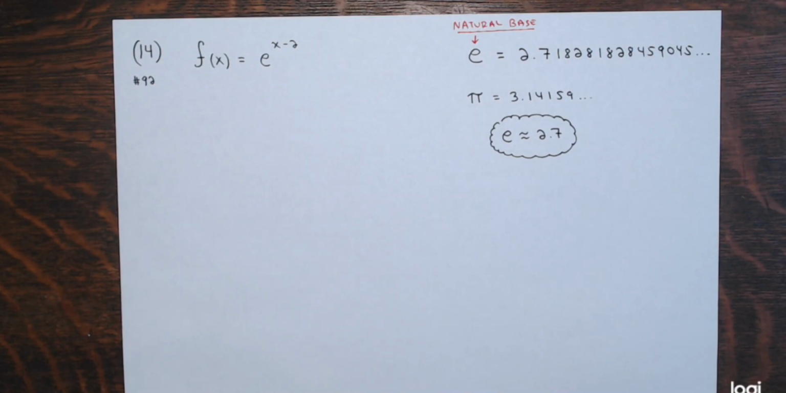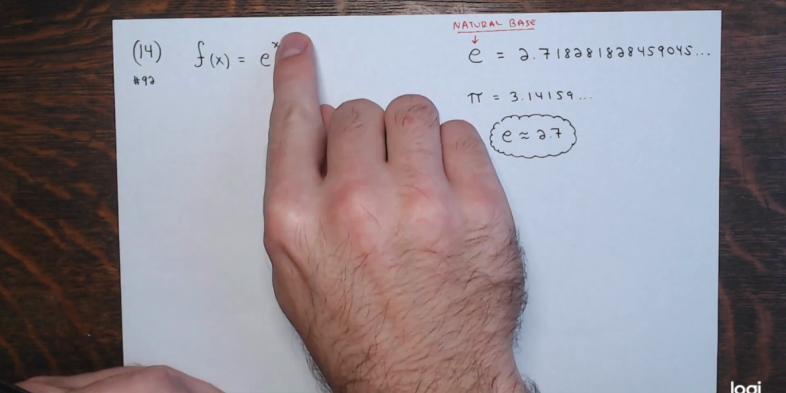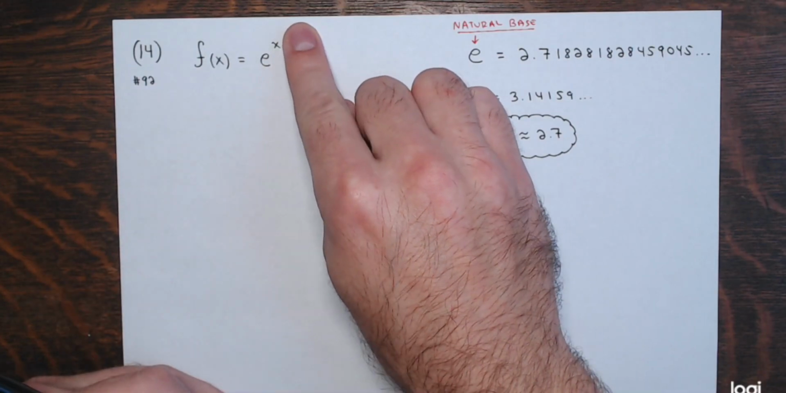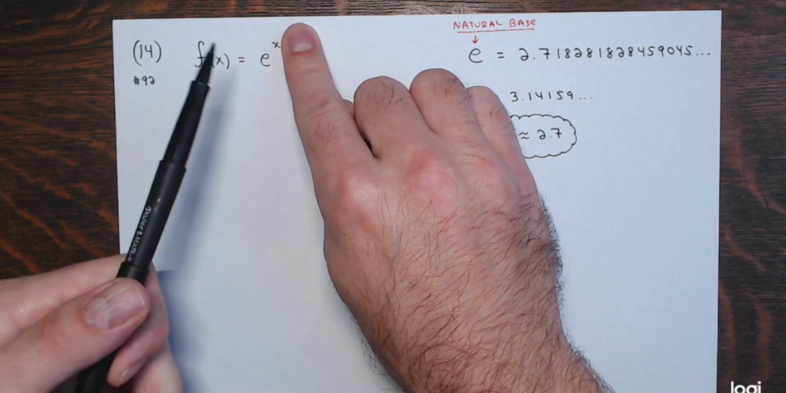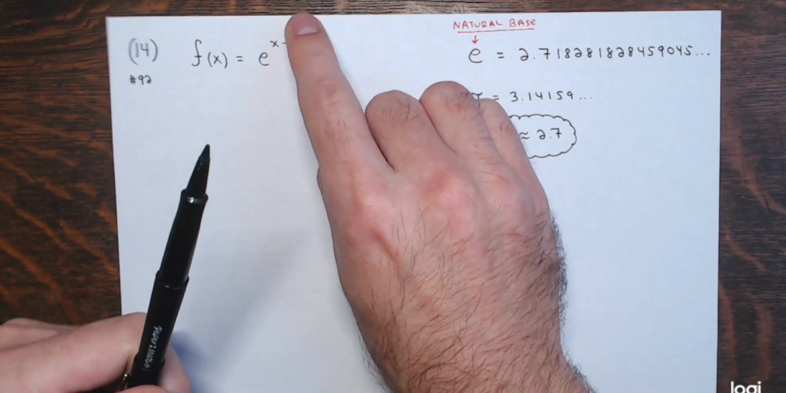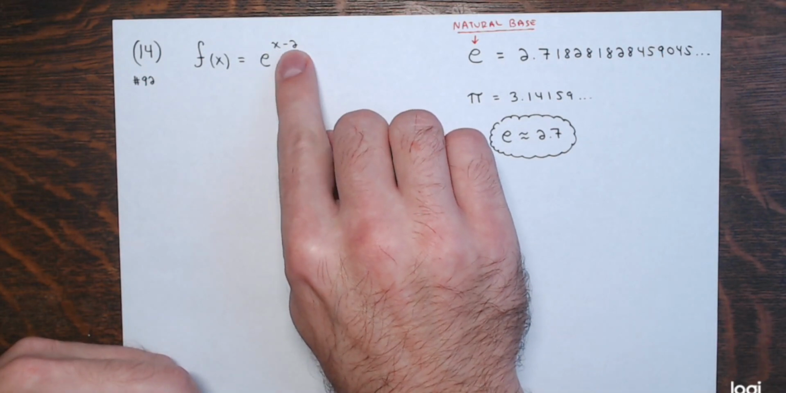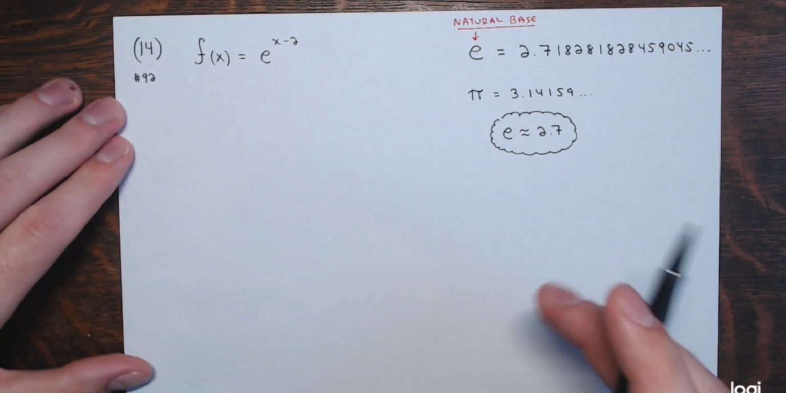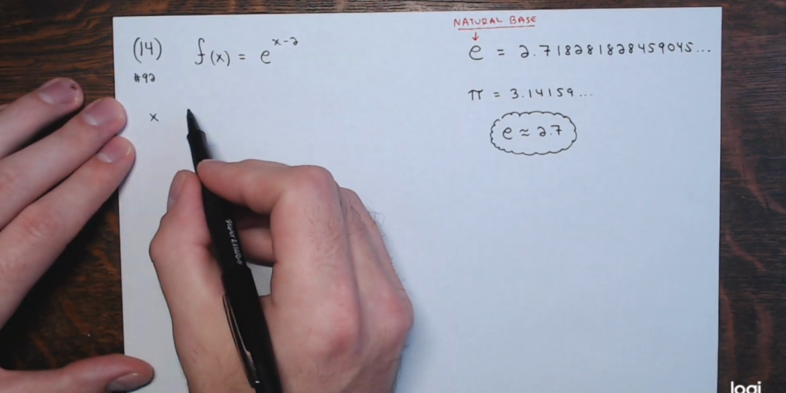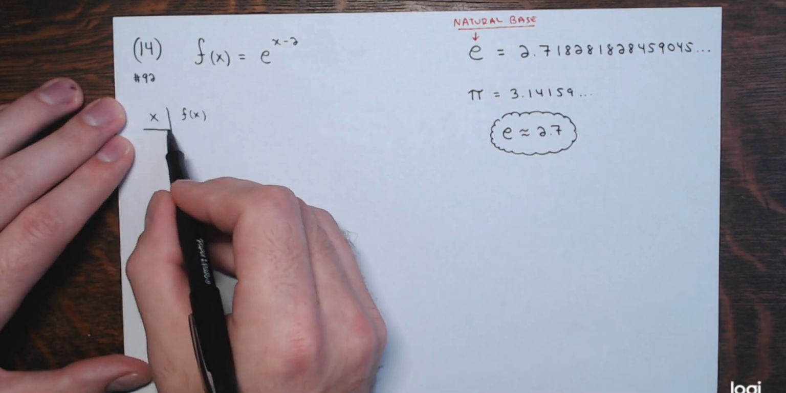So that's bigger than 1, right? If this was just e to the x, you'd know exactly what it looked like. It'd be an increasing function, right? You have a number bigger than 1 to the x power. But then you've got this minus 2 in the power. That's going to shift it to the right 2 units. So here's what I'm going to do. I'm going to make a little table, x, f of x, and I'm only going to plug in a few values.